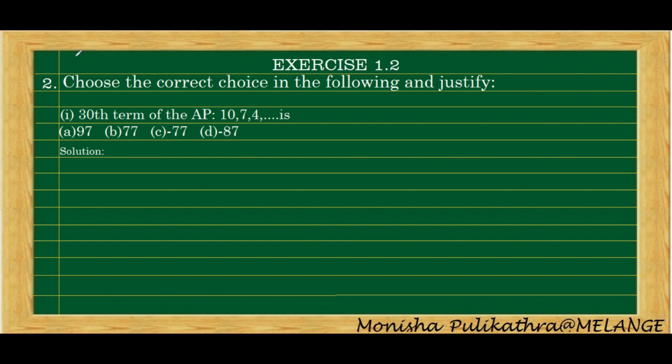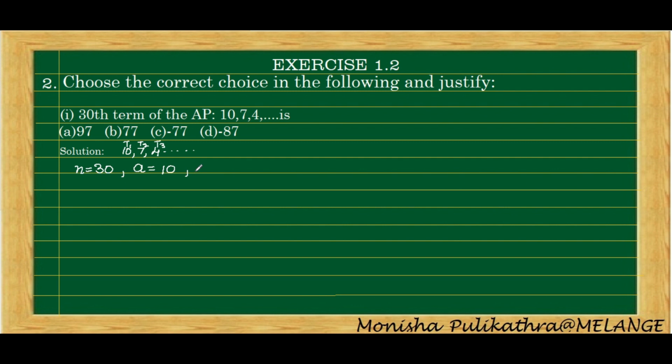Okay, going on to the solution part. So the 30th term of an AP means here n will be 30, the number of terms will be 30. Next, they have given 10, 7, 4. I will write it once again: 10, 7, 4, etc. Here the first term is A is equal to 10. This is the first term, this is the second term and this is the third term. Okay, A is equal to 10.